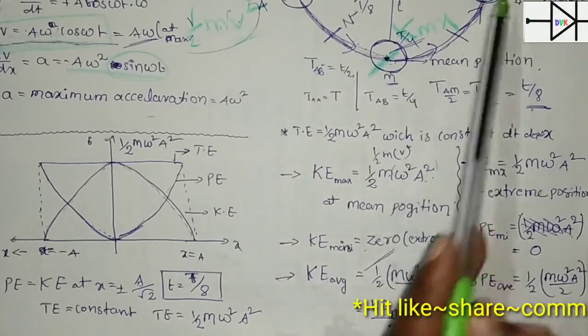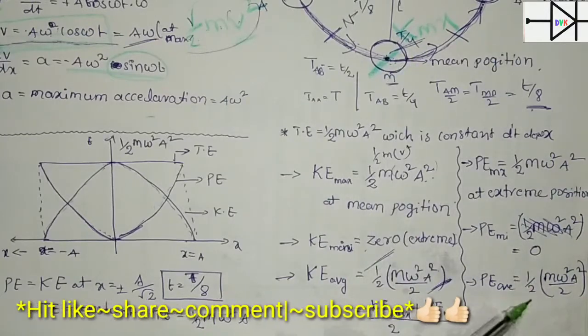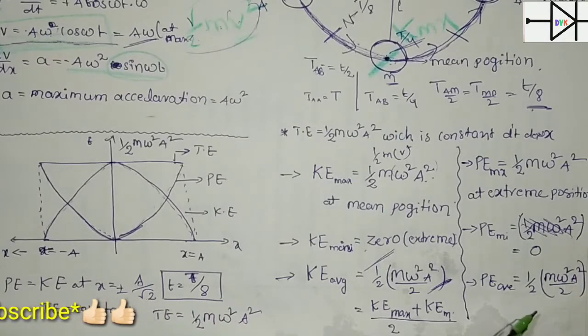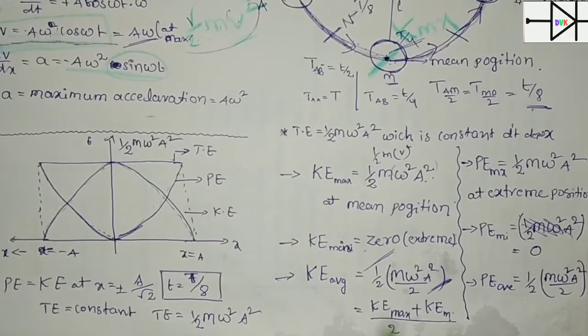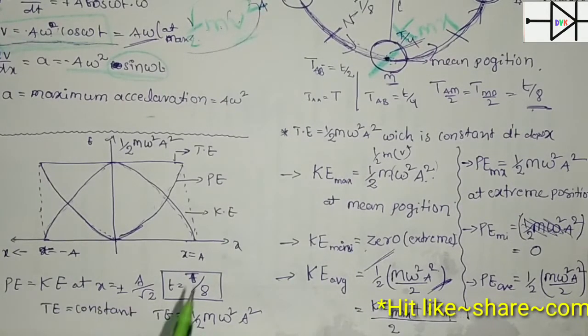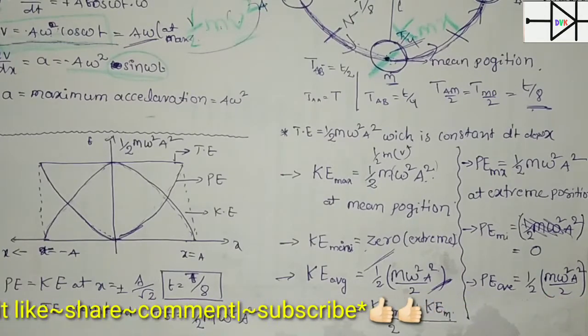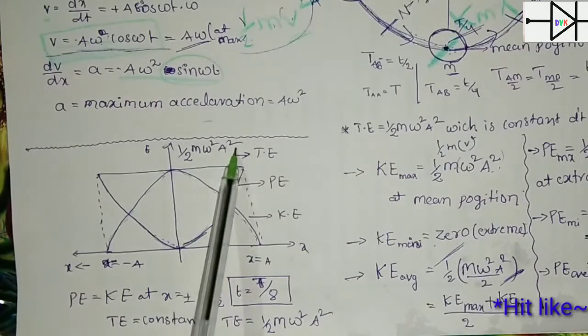Average energy is maximum plus minimum by 2, which gives (1/4) m omega square a square. Nothing but potential energy maximum plus potential energy minimum by 2 is the average potential energy. It is very, very simple. Next, we discuss the energies, potential and kinetic energy, in one graph, with maximum energy (1/2) m omega square a square.